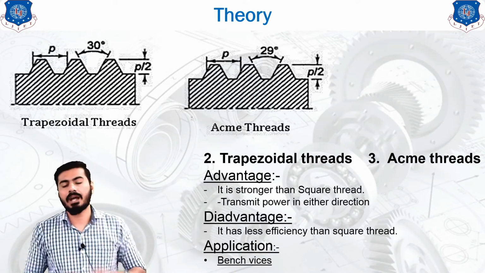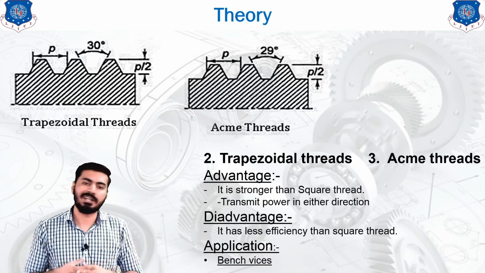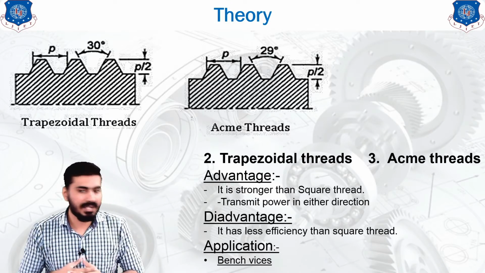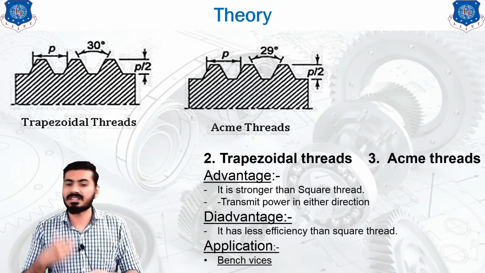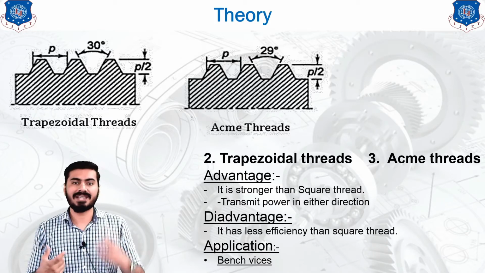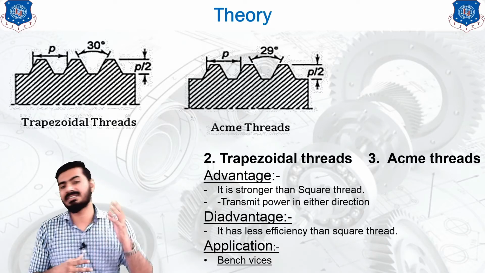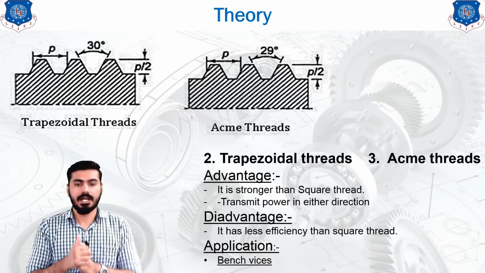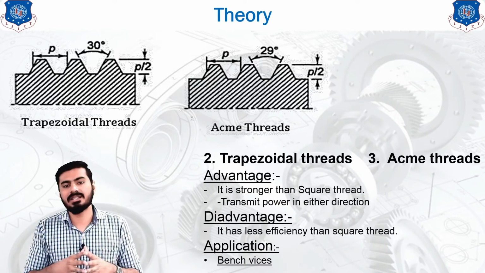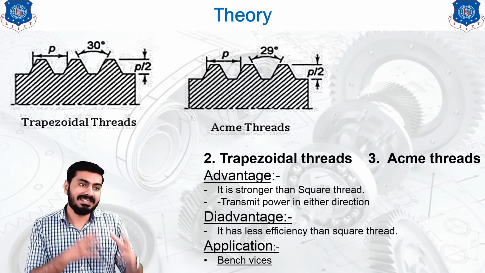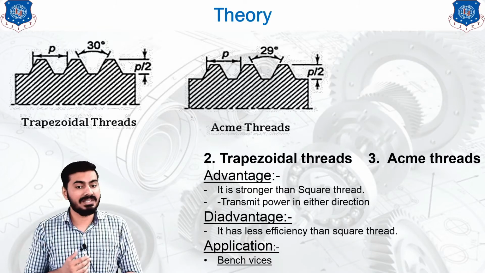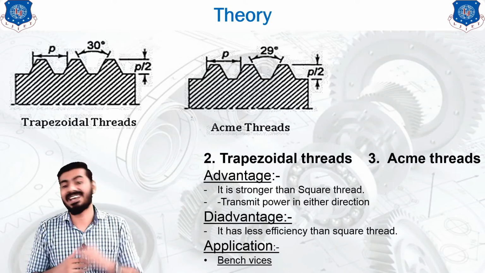Now another type is the trapezoidal and the acme thread. As you can see, the diagram of those threads is represented over here, and the advantage of this type of thread is that it is stronger than the square thread. So whenever strength is the criterion for the design, then you will be able to select this type of thread over the square thread. It can transmit the power in either direction, and that's why it can be an easy replacement of the square thread. But it has one disadvantage, that it has a lower efficiency than the square thread.